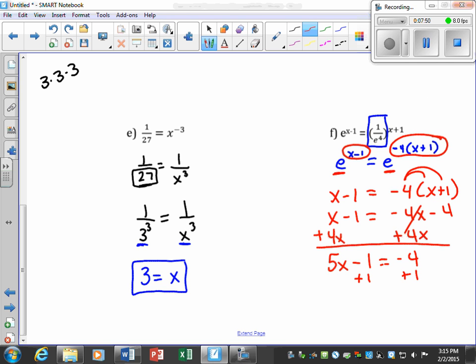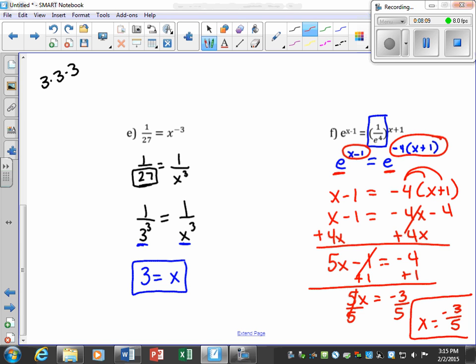We add 1 to both sides. 5x is equal to negative 3. And then to solve this out, we divide both sides by 5. And our solution is x equals negative 3/5.